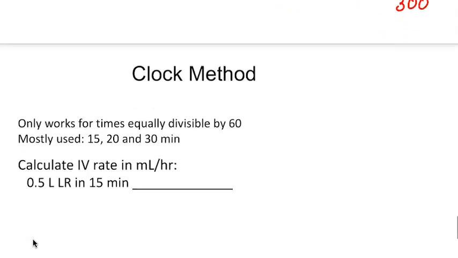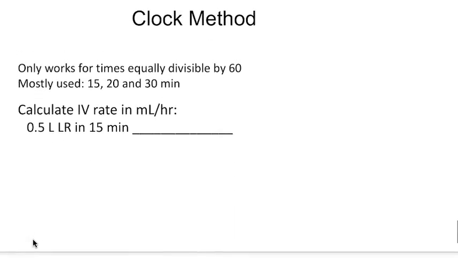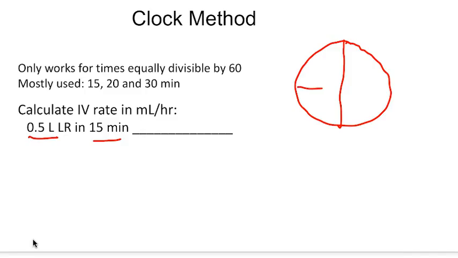Okay, we have one more. Half a liter in 15 minutes. Now my clock has to be broken up into 4 segments because there are 4 15-minute periods in 1 hour. How much do I want to give in 15 minutes?